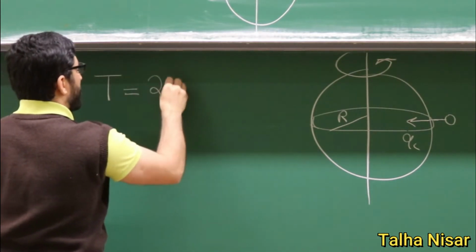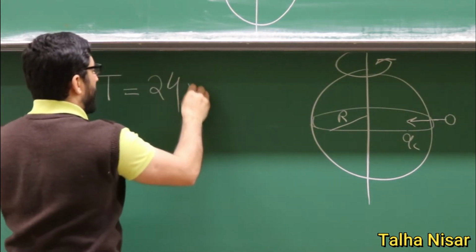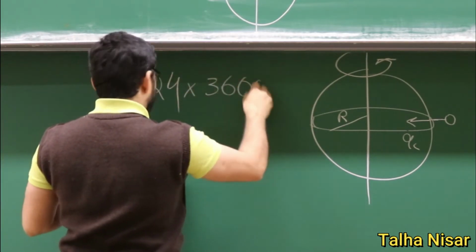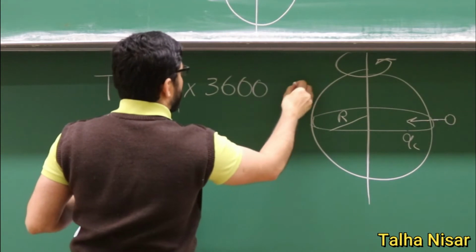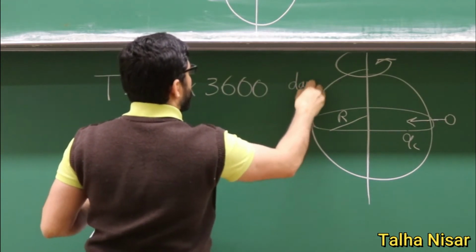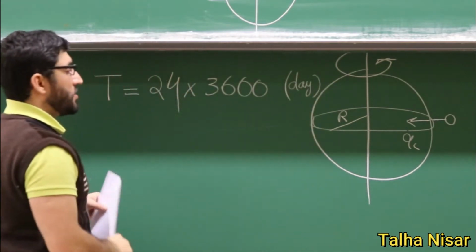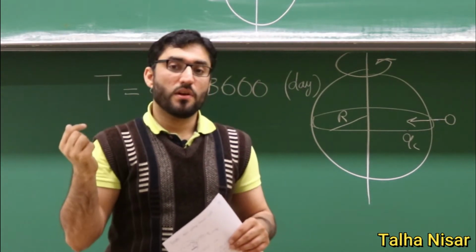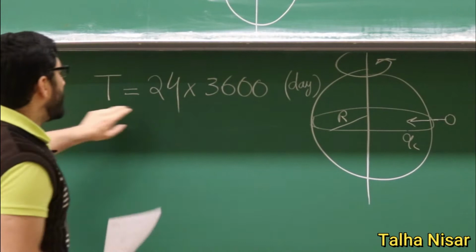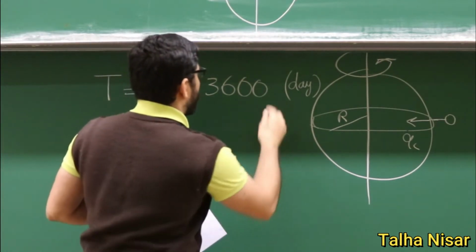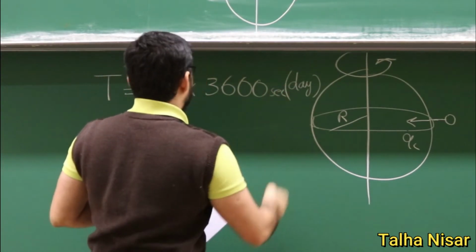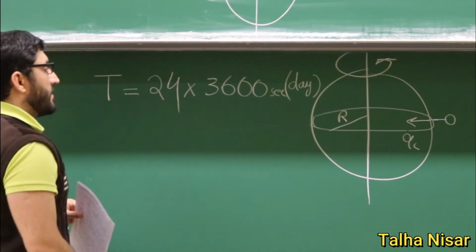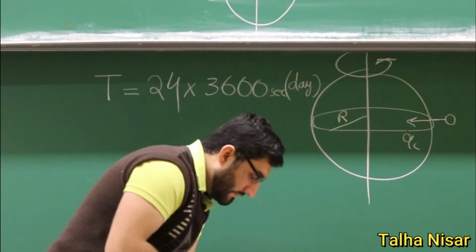So we have 24 hours, and in 1 hour we have 3,600 seconds. So this is in 1 day. This is the period of the rotation. Period of the rotation means how long it takes to complete one rotation. So this is in seconds.